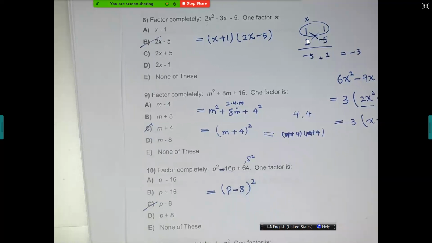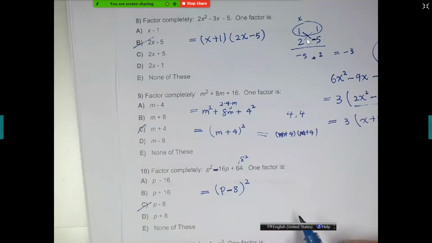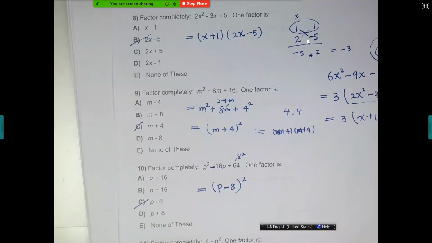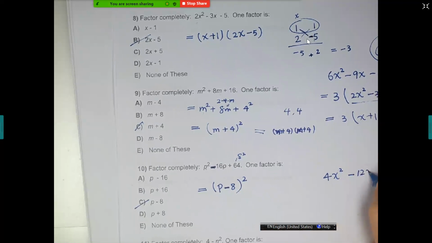Okay, and be prepared. On the exam, I might give you a little bit more complicated case. For example, like this, I might give you 4x squared minus 12x plus 9.